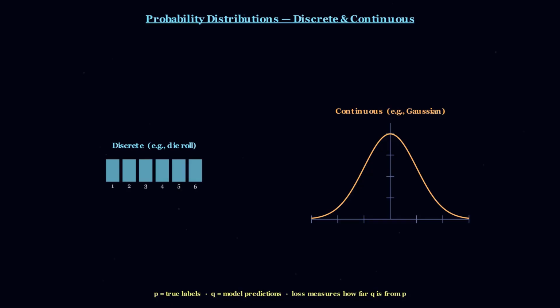Two distributions matter constantly throughout this series. The true distribution P, the real labels in your dataset, and the predicted distribution Q, what your model outputs. The loss function measures how different Q is from P. This is the whole game. Train the model until Q matches P as closely as possible. Every loss function is a different way of measuring that mismatch.